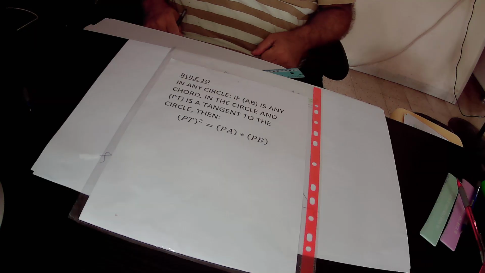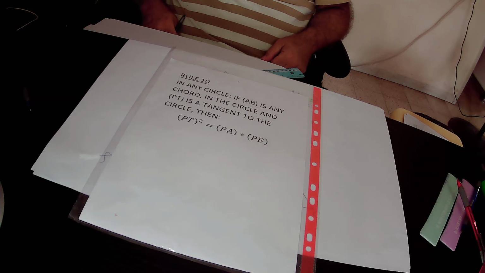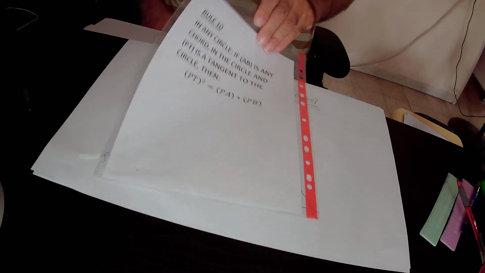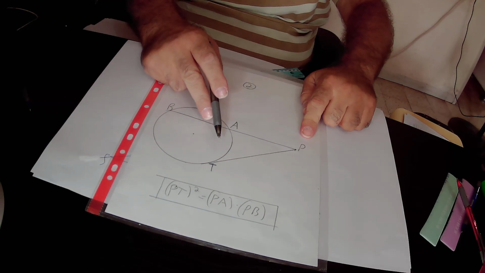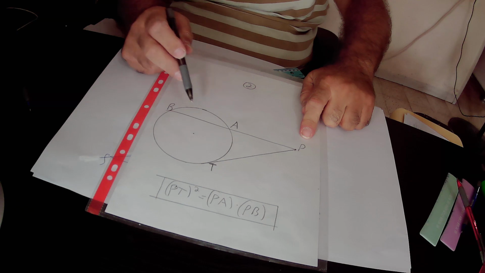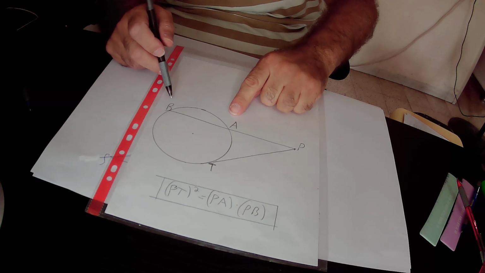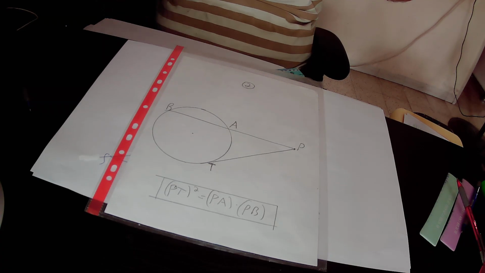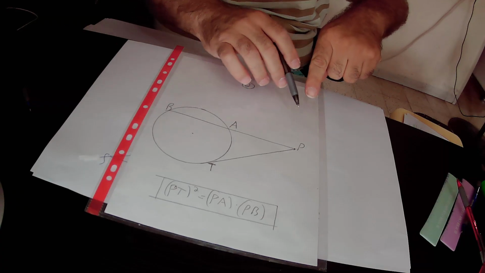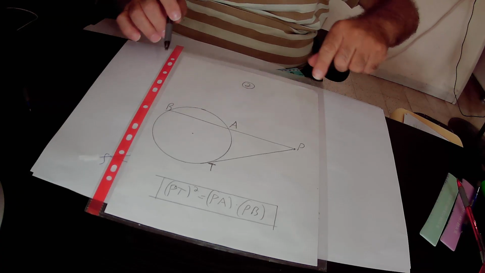According to rule 10, which is true in any circle: if AB is any chord in the circle, and PT is a tangent to the circle, then the following equation is true: PT square equals PA times PB. In the moment we have a circle, this is tangent PT, tangent to this circle at point T. Likewise, we have the extended chord BA touching point P. So the following equation is true, PT square equals PA times PB.